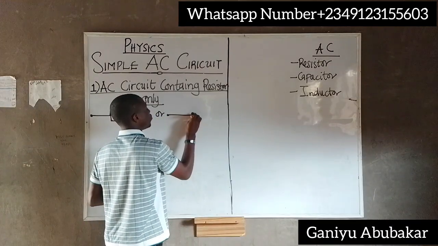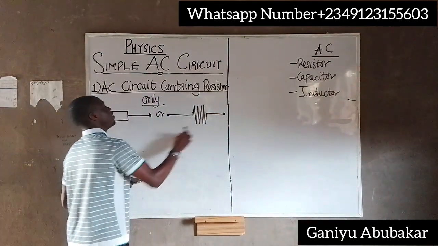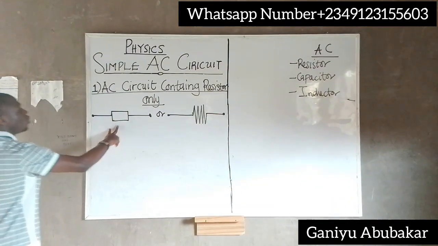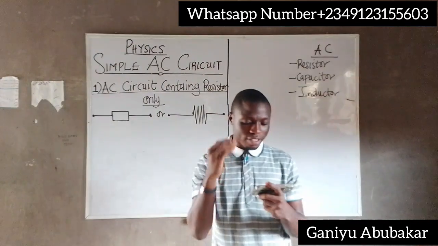Sorry, use this one here. This one here is still a resistor. So either use this or this. It's still a symbol for a resistor.